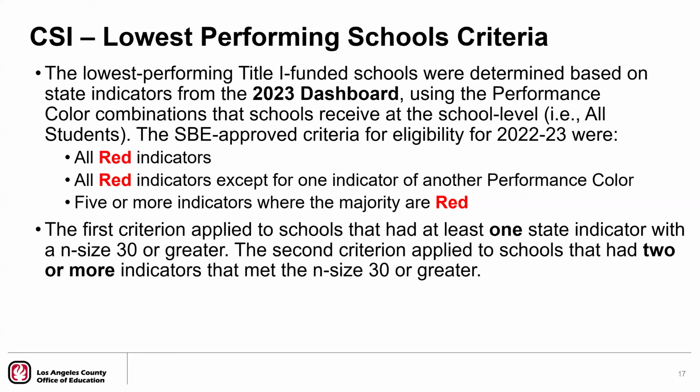The first criterion applied to schools that had at least 1 indicator, and that happened fairly frequently. They only had 1 indicator, that indicator was red, and you ended up in CSI low performing. The second criterion applied to schools that had a minimum of 2 or more indicators meeting that N size of 30 students or more.